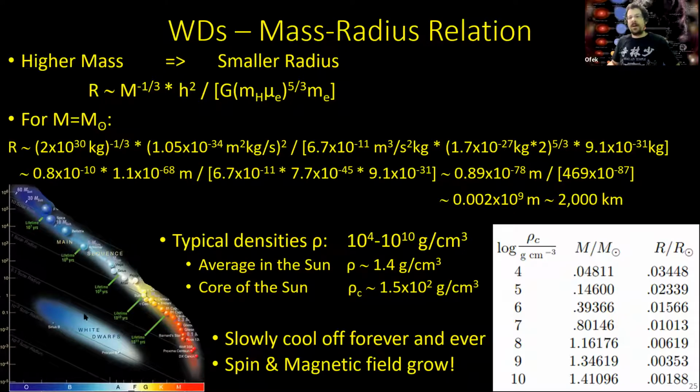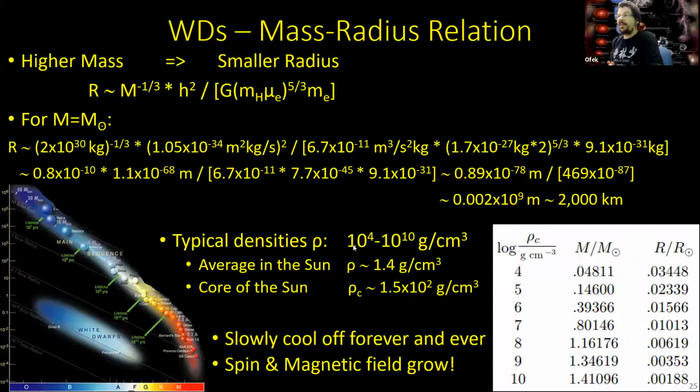100 times lower in radius than the Sun at the same mass. And equivalently, a lot denser, because if the radius is 100 times smaller at the same mass, then density is 100 cubed, or 1,000,000 times denser. And if we consider typical densities, then for the Sun, it's on average about 1.4 grams per cubic centimeter, just denser than water. The core is about 100 times denser than that, about 150 grams per cubic centimeter.